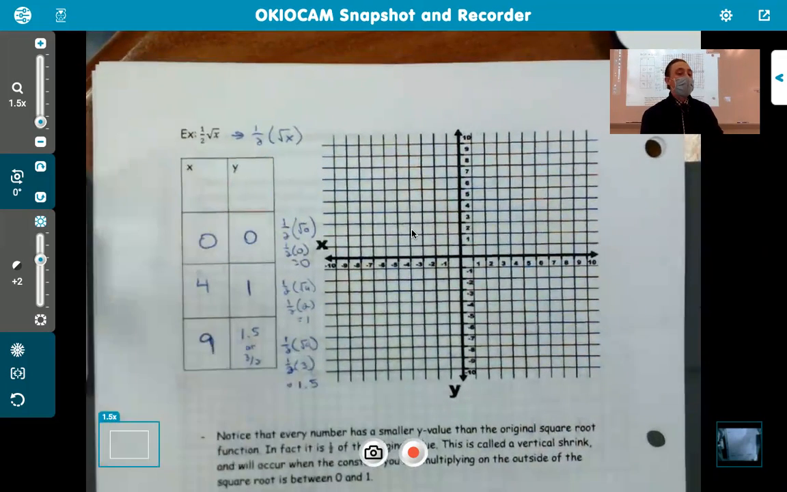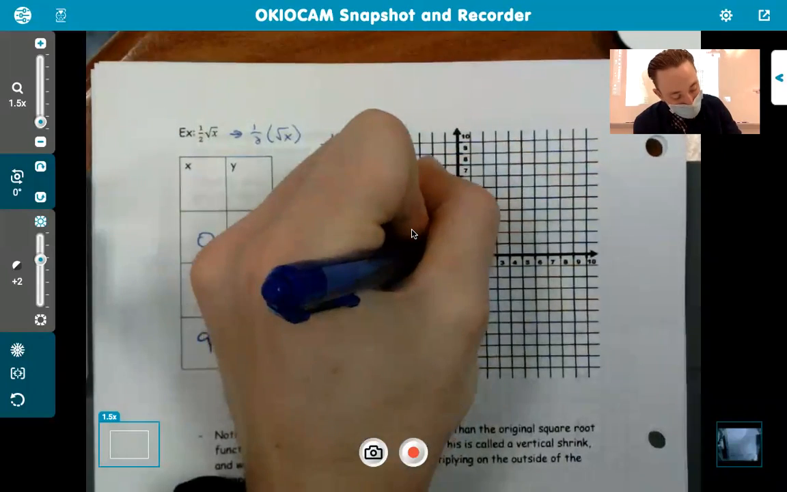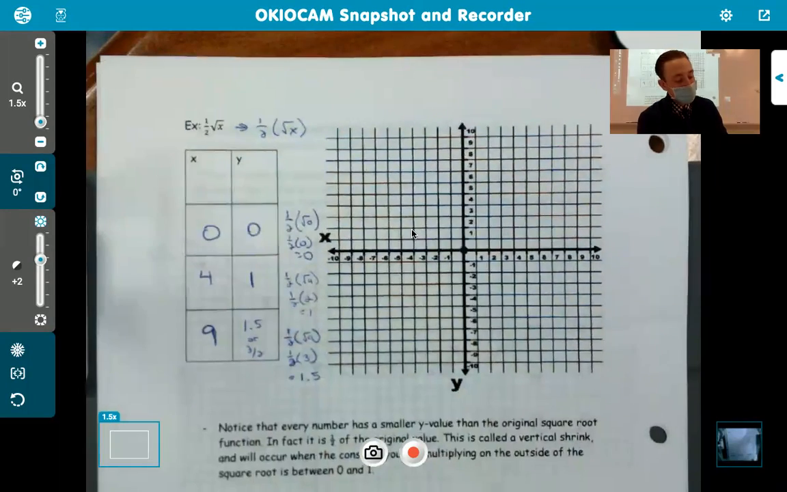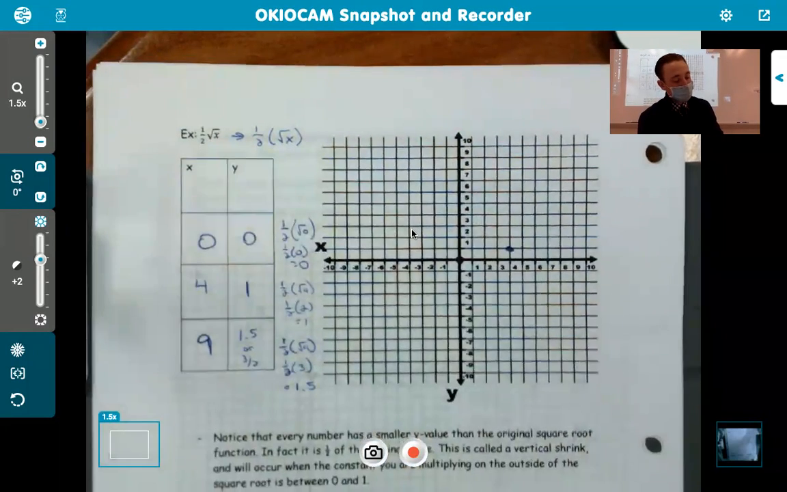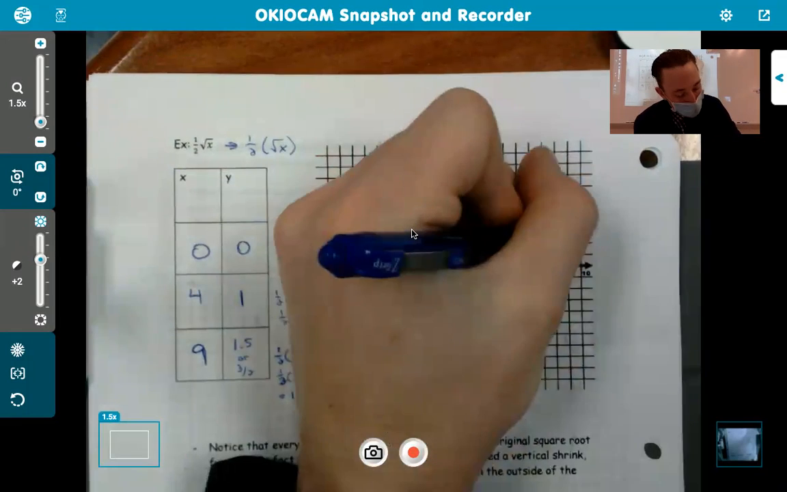Any questions about how I found these points here? Right, just a matter of plugging them in. Let's go through and plot them. I have the point (0, 0). At 4, I'm at 1. At 9, I'm at 1.5.